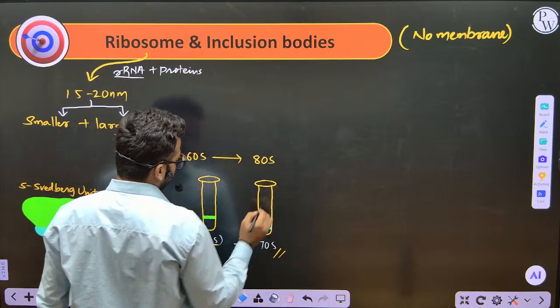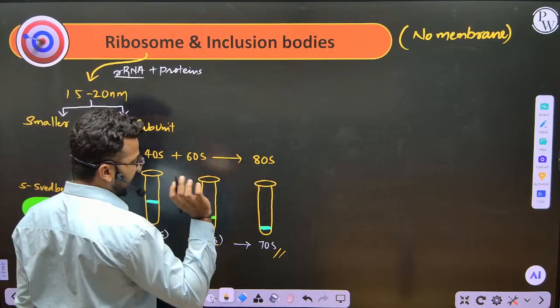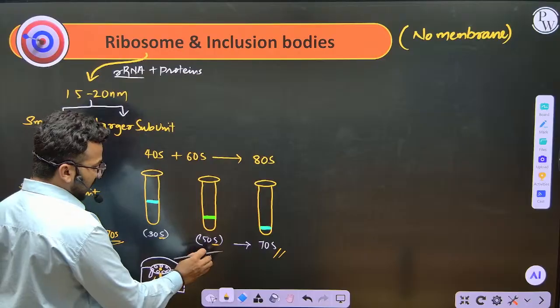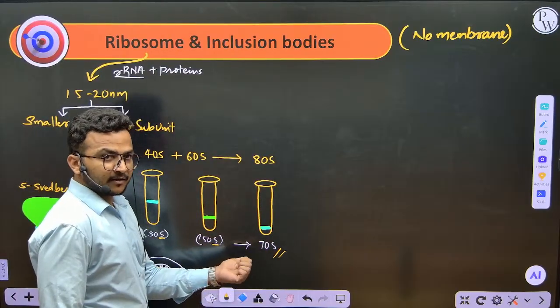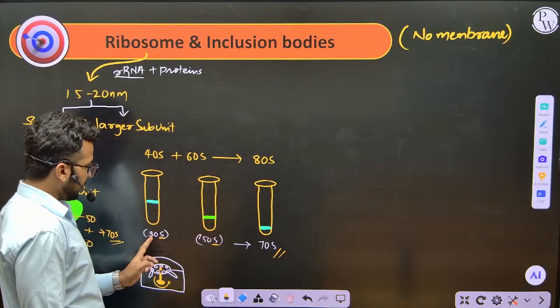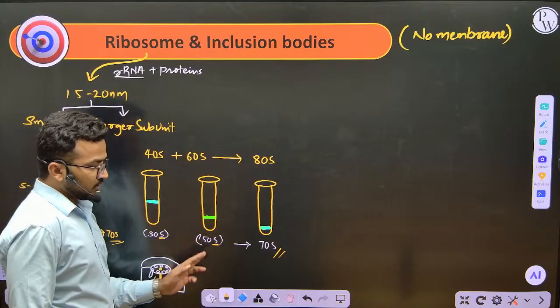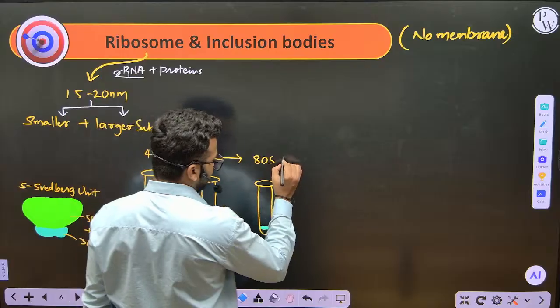Here 4 is even, 6 is even, 8 is even, 3 is odd, 5 is odd, 7 is odd. You can remember it like this. In the even numbers, it adds together: 40 plus 60 is 100 in number, but in the odd numbers, 50 plus 30 is not 80 but 70. So that is how it is in the case of the eukaryotic cell.